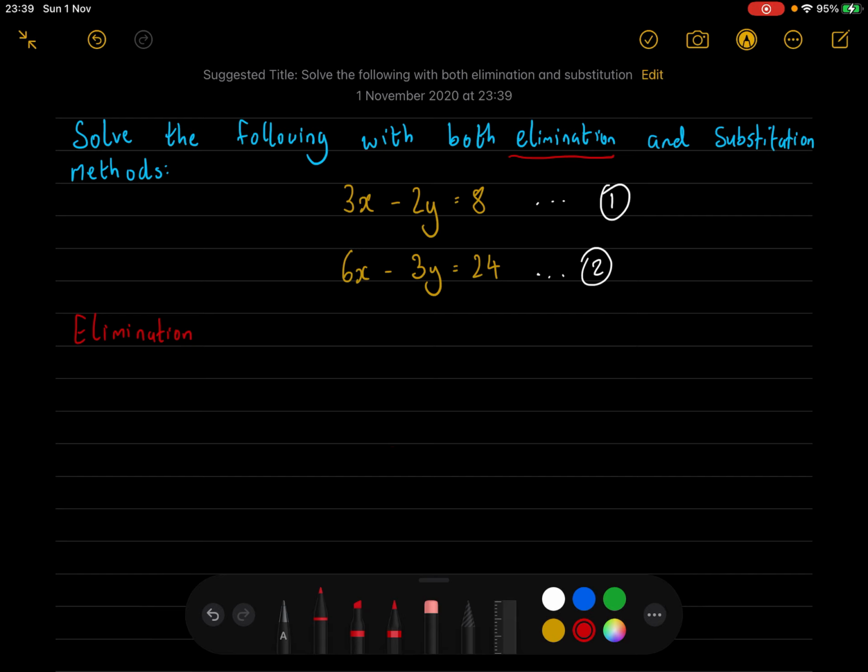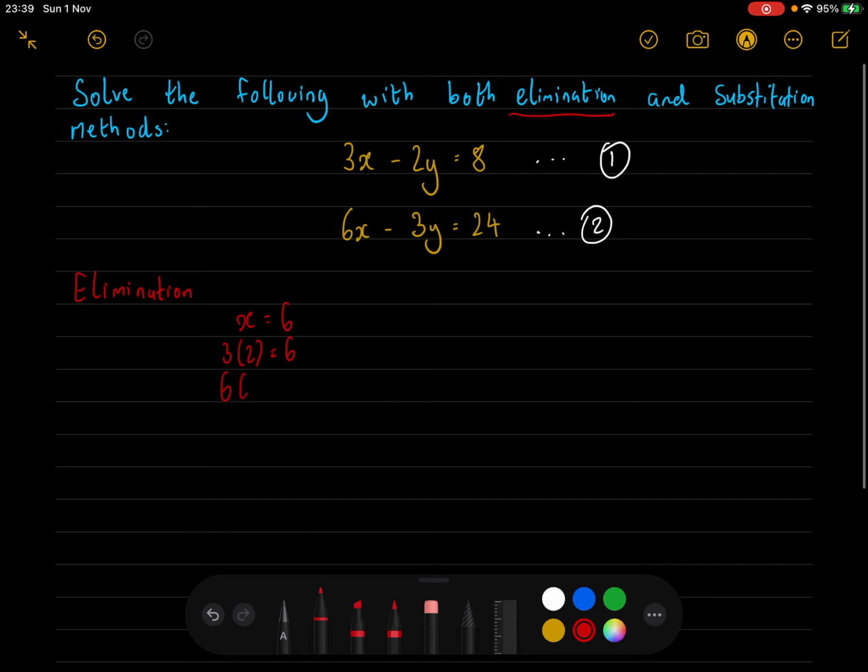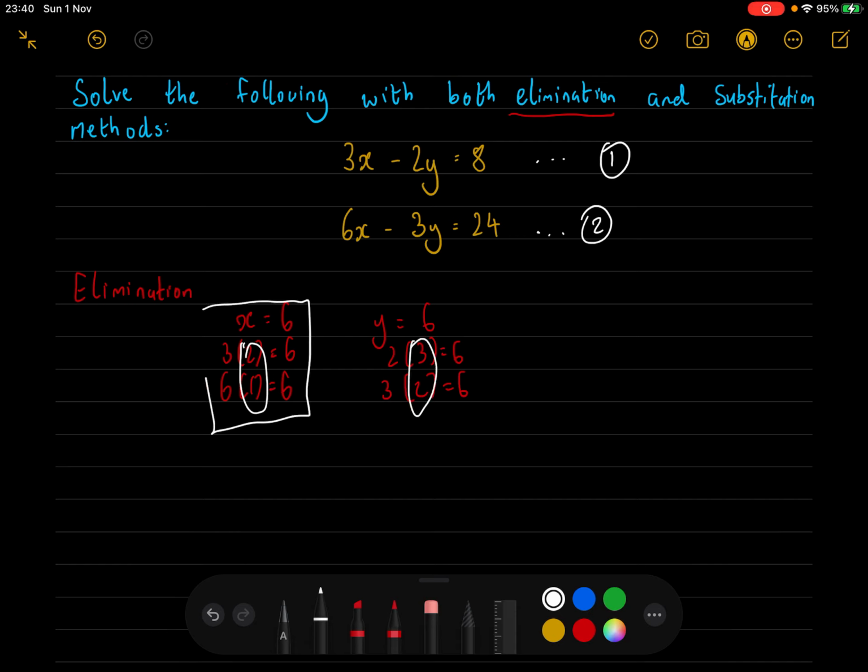Firstly, we are going to start by finding the LCM of x and y. For the case of x, the LCM is 6. 3 times 2 is equal to 6, and 6 times 1 is equal to 6. For the other case, which is y, the LCM is also 6. 2 times 3 is equal to 6, and 3 times 2 is equal to 6. 2 and 1 are smaller numbers compared to 3 and 2, so we are going to go for x.